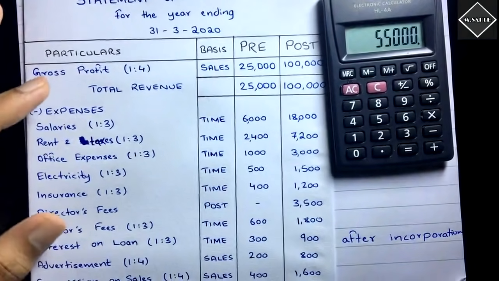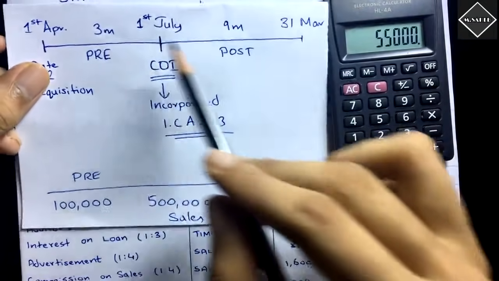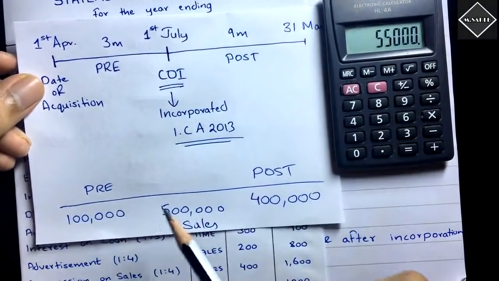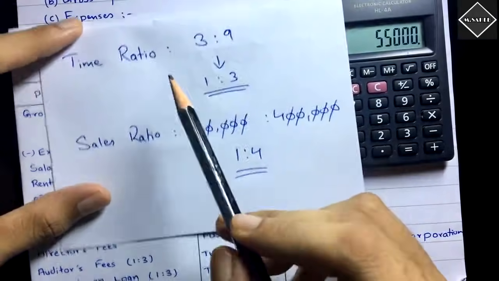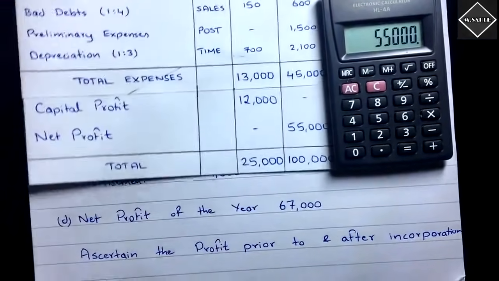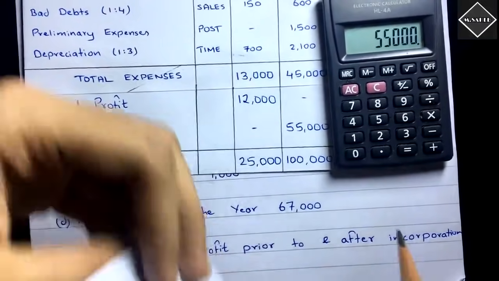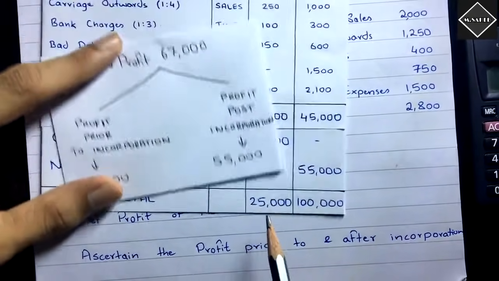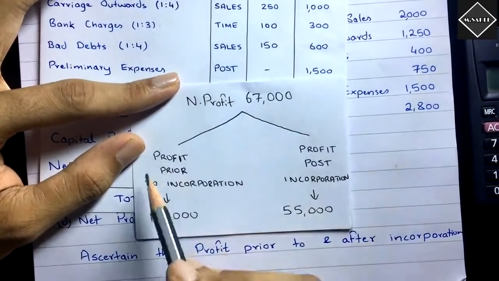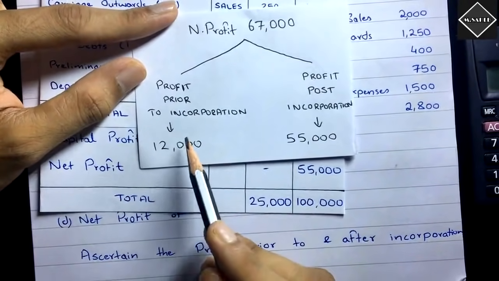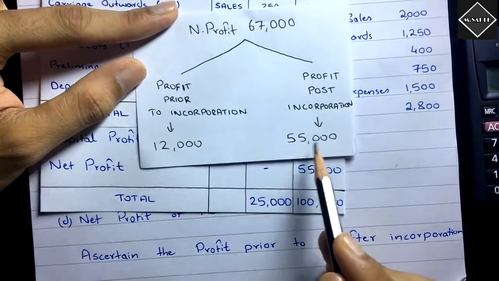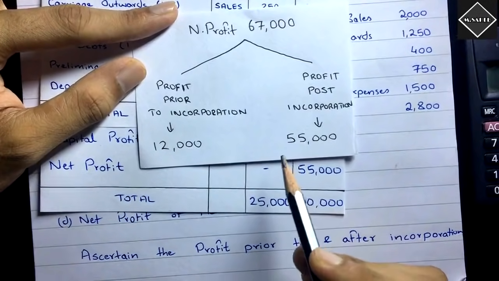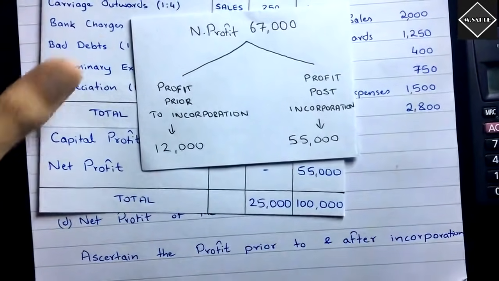But before doing everything, you have to understand what is given in the question. You have to analyze it and then find out the sales ratio and the time ratio and then do it accordingly. Fine. So this is how you have to solve the problem. And here it was given, net profit of the year 67,000. At the last, we have divided that profit into two: 12,000, that is profit prior to incorporation, and 55,000, that is profit after incorporation. So this is how you have to solve this problem.